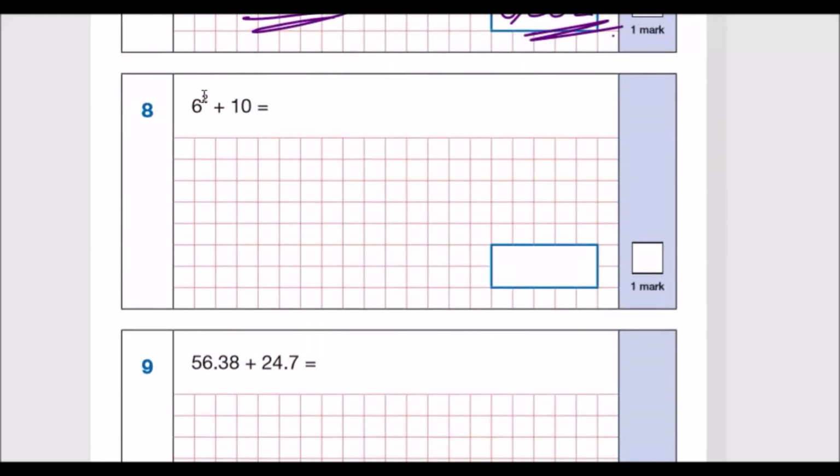Alright, not bad. Number 8. 6 to the power 2, so this means 6 squared. 6 squared plus 10. So 6 squared literally means 6 times 6, which is 36. So now we've got 36 plus 10 is 46.